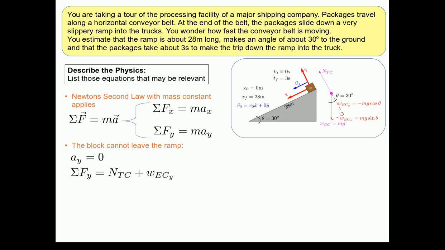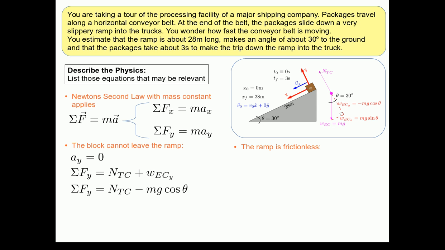We see that there are two forces, a normal force and a y component of the weight force. Putting these two together and combining that we know the y component of the weight force is minus mg cosine theta, we get the sum of the forces in the y has to be the normal force minus mg cosine theta. What else do we know?